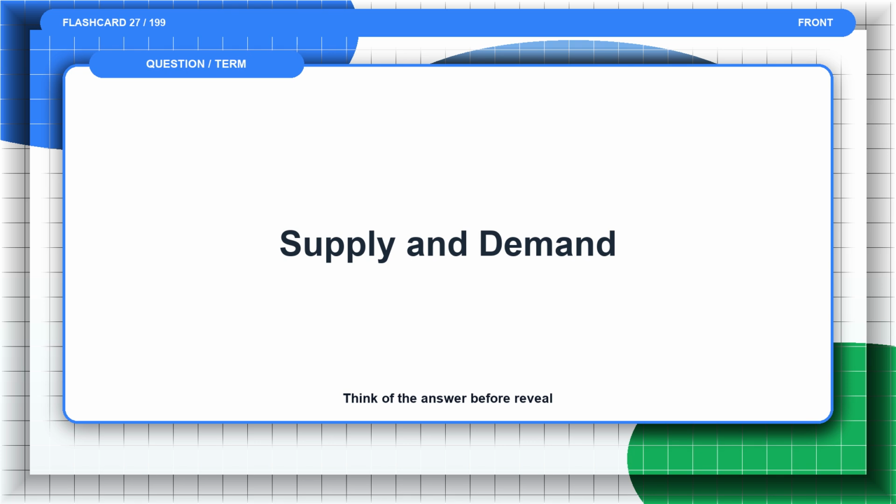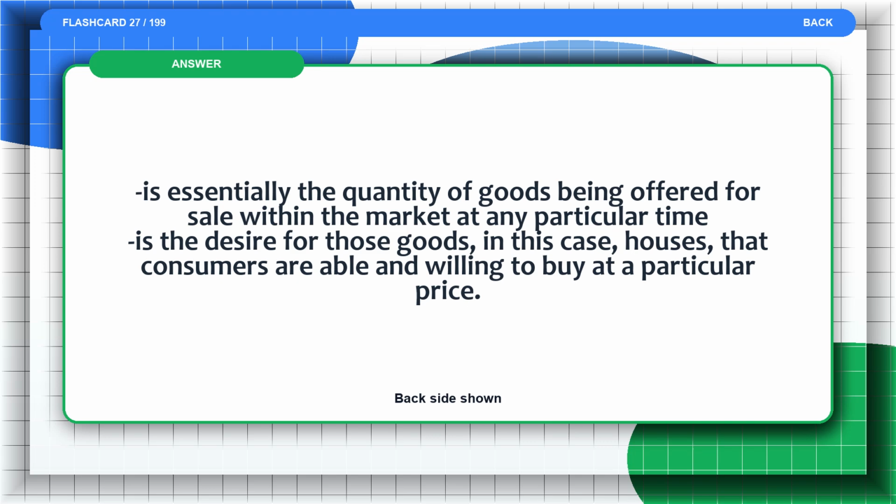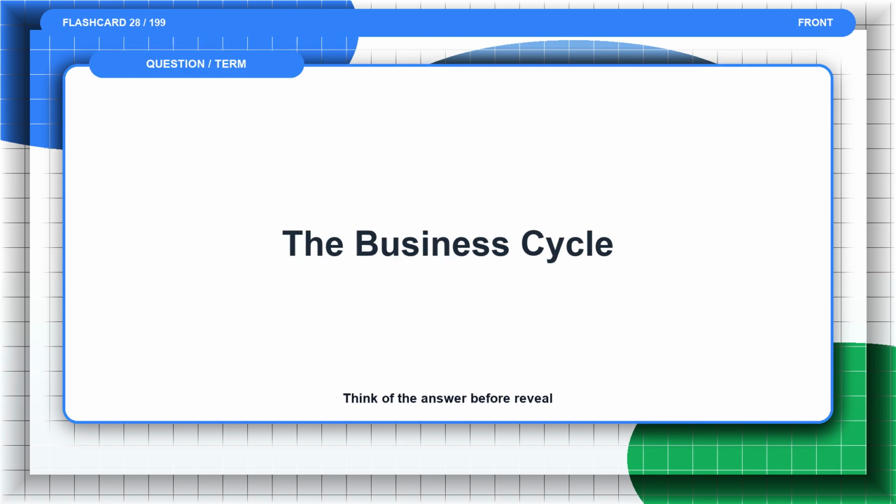Pause and think of the answer before the reveal. The answer is essentially the quantity of goods being offered for sale within the market at any particular time, and the desire for those goods, in this case houses, that consumers are able and willing to buy at a particular price. Flashcard 28. The business cycle.